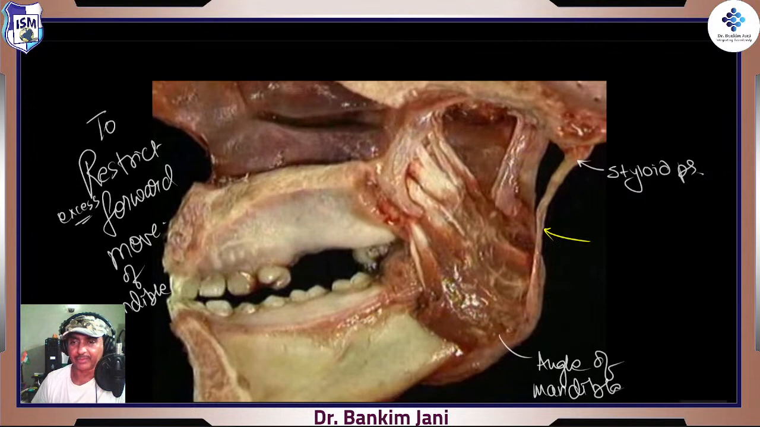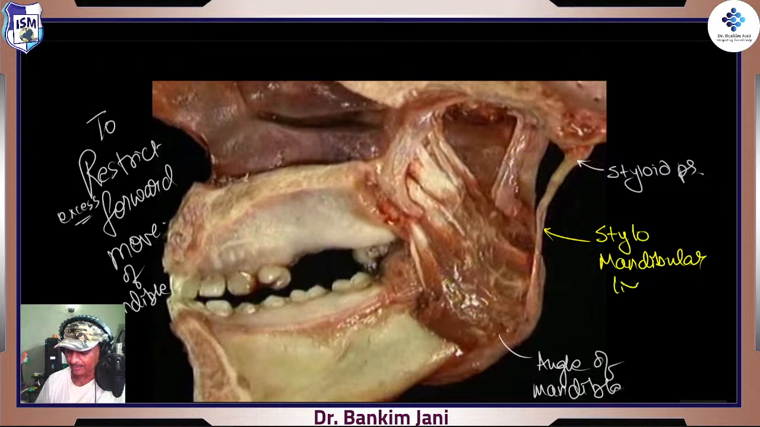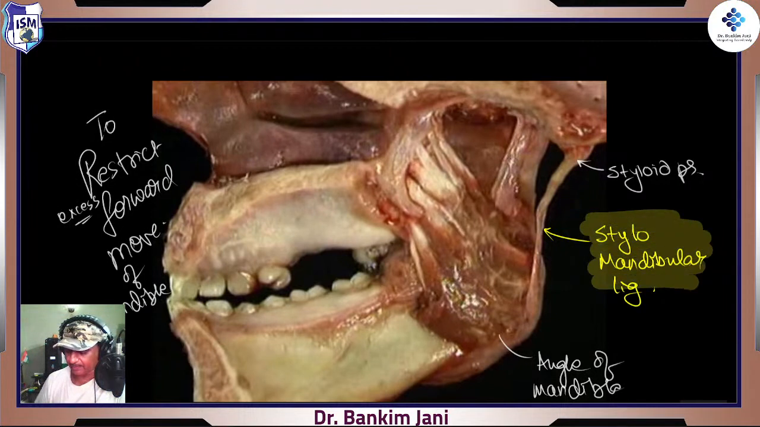We need to give a name to that ligament. So very easy. Stylo mandibular ligament, right? So that's the stylomandibular ligament. This is the first ligament which will be restricting the excessive forward movement. So that is first. That's why we were remembering the styloid process. The angle of mandible has now got so much importance. Outer, inner, right? Now the ligament is attached.